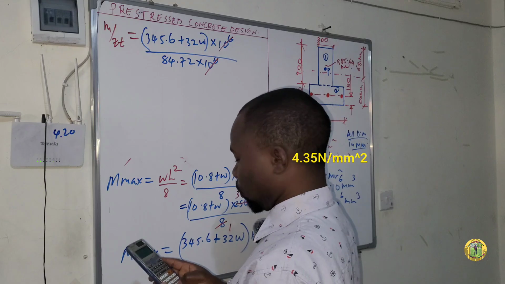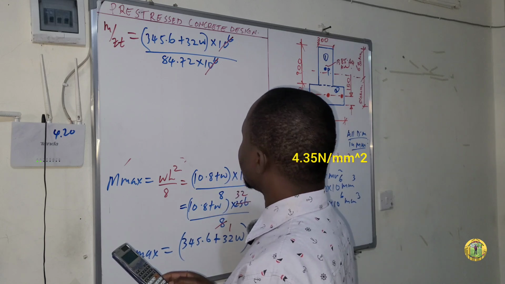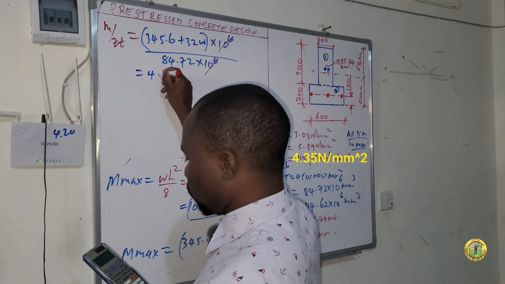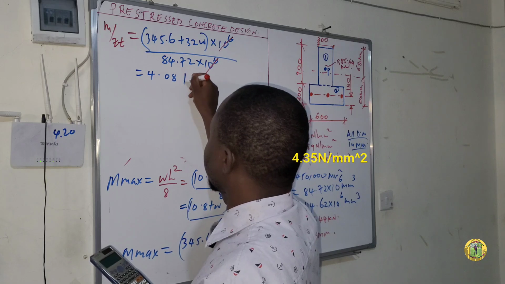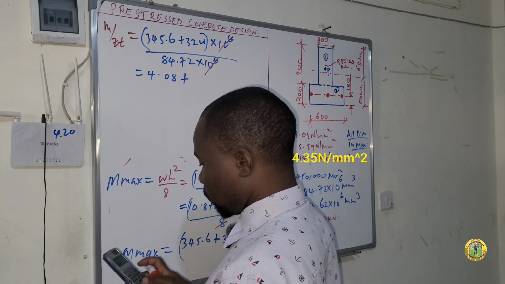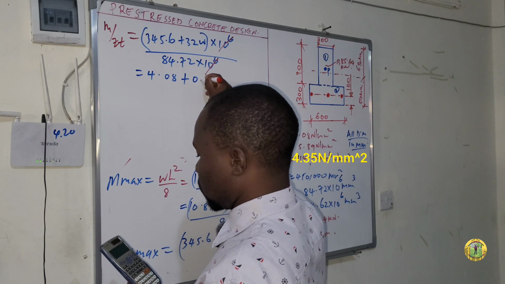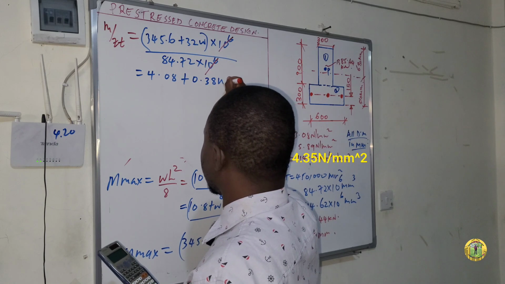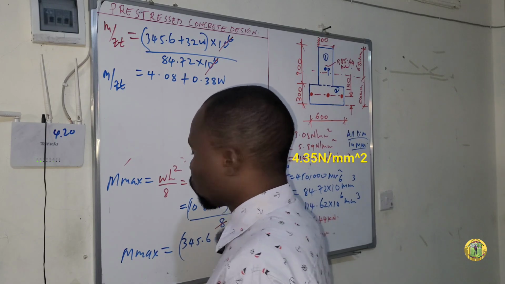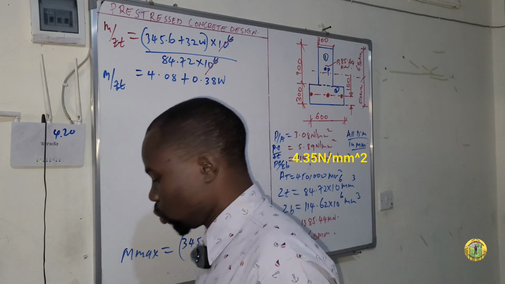So 345.6 divided by 84.72 is 4.08, plus again 32 divided by 84.72, this is plus 0.38 W. So this is M over Z top. We now proceed to M over Z bottom.